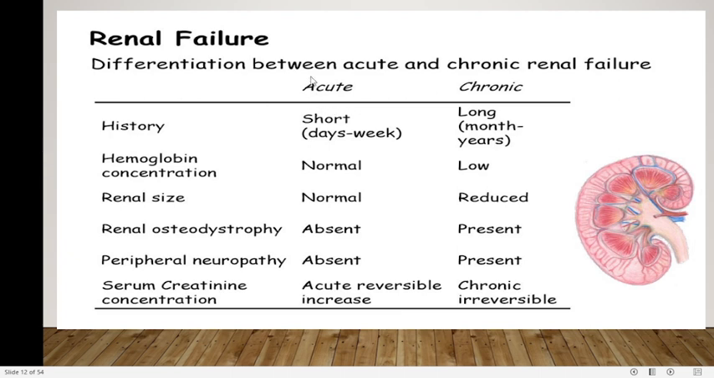So in short, when you're looking at acute renal failure, it's normally short in onset. It takes some days to weeks. Hemoglobin concentration remains normal. Renal size remains normal. Renal osteodystrophy is absent as opposed to chronic, where we'll find that it's present, similar to peripheral neuropathy. And lastly, we have serum creatinine concentration. We normally have an acute reversible increase. So it increases, then it starts going down.